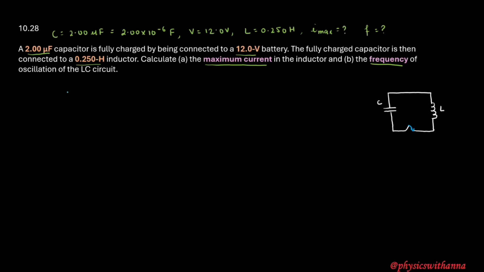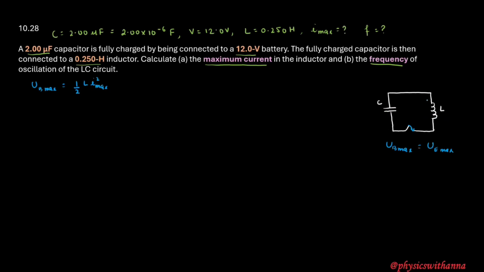Now you can find the maximum current through the inductor if you know the maximum energy through it. And maximum energy across inductor is given as half L I max squared. Now we also know that maximum energy across capacitor and inductor are the same. That means UB max is equal to UE max. And this is because initially all of the energy is across the capacitor, and when it is connected to inductor, energy is transferred from capacitor to inductor.